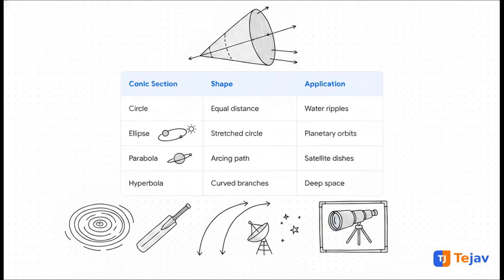Slice the cone at a steep angle, you get a parabola. That's the high arcing path of a cricket ball, or the curve of a satellite dish. And cut it vertically, you get a hyperbola. Those open, curved branches are exactly what's used to build powerful telescopes and guide deep space navigation.